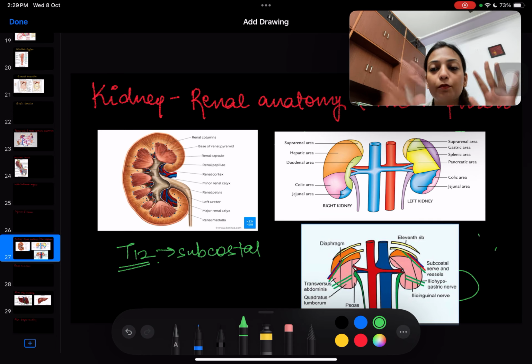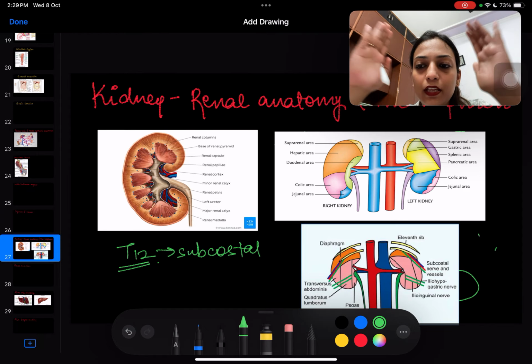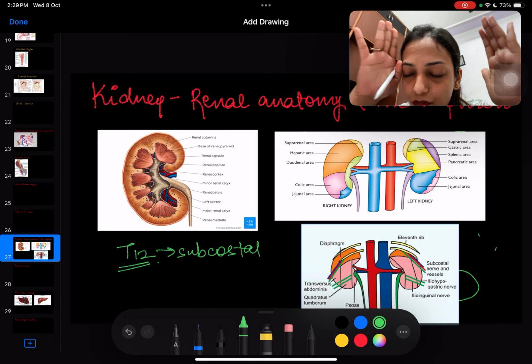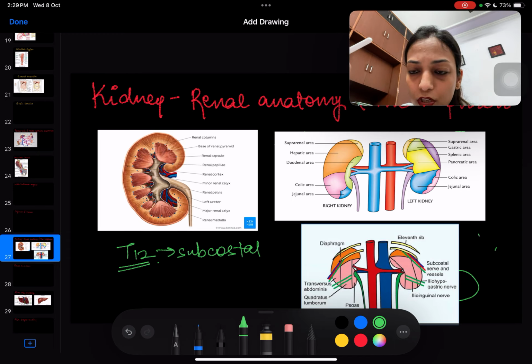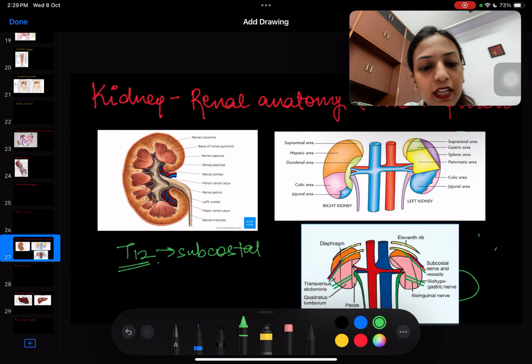Okay, so the posterior relation of kidney is understood. Above there is diaphragm and the 11th rib. Then there are 3 muscles, from the lateral most: transversus abdominis, quadratus lumborum and psoas. There is subcostal nerve and vessels, and then there are 2 more nerves, iliohypogastric nerve and ilioinguinal nerve. Okay, are we clear with that? These were the relations of kidney.